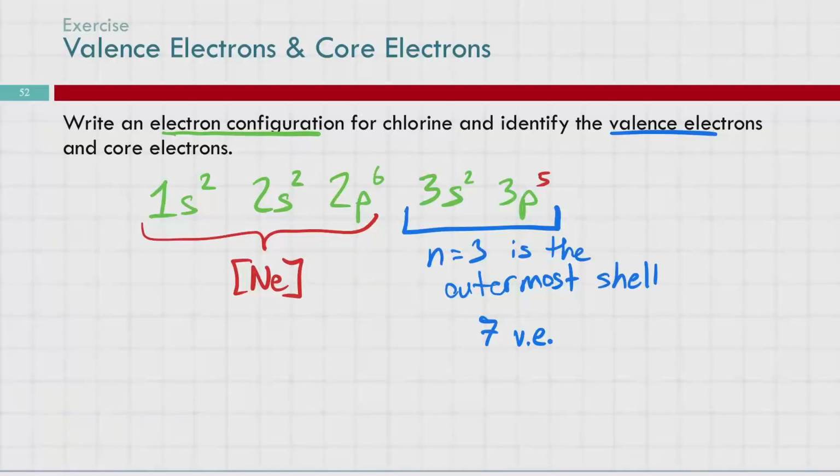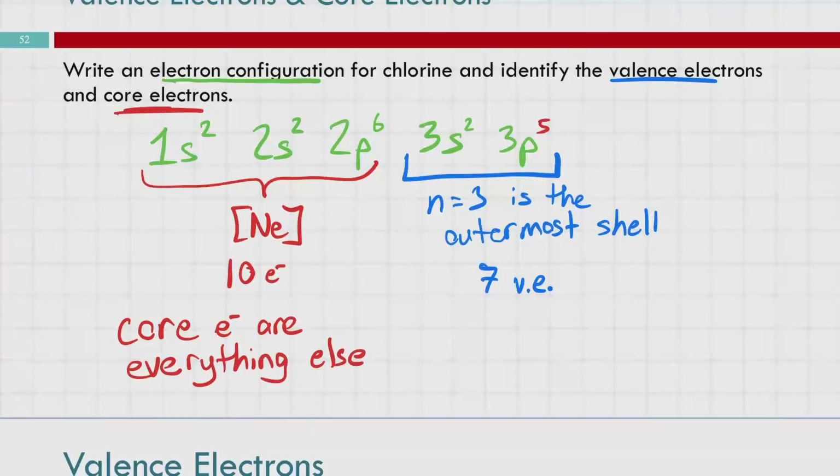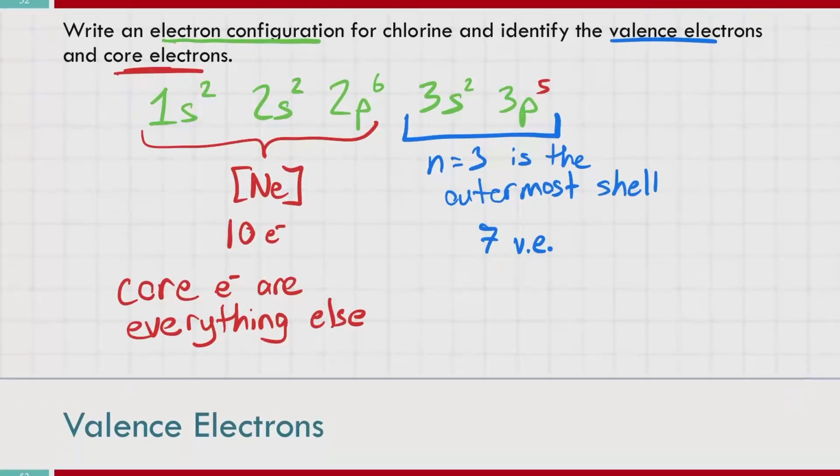Our core electrons are going to be everything else. So everything that's symbolized or abbreviated, if we use our noble gas in brackets, that's all of our core electrons, at least in this case. So our core electrons are everything else. There's valence, then there's core. Those are the two options.